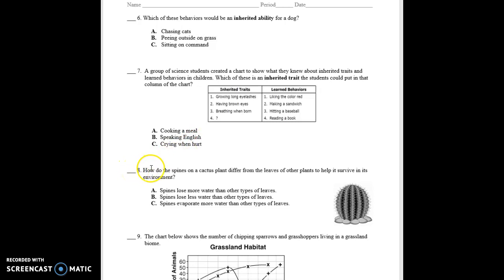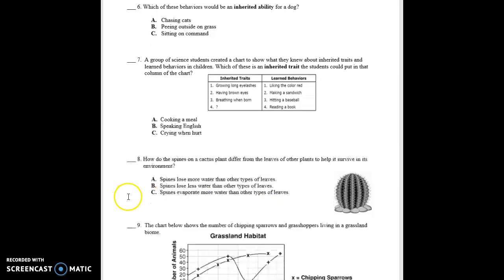Number 8. How do the spines on a cactus plant differ from the leaves of other plants to help it survive in its environment? A. Spines lose more water than other types of leaves. B. Spines lose less water than other types of leaves. C. Spines evaporate more water than other types of leaves.